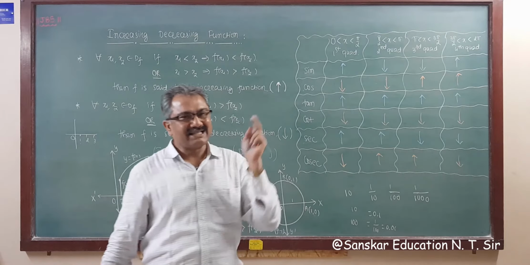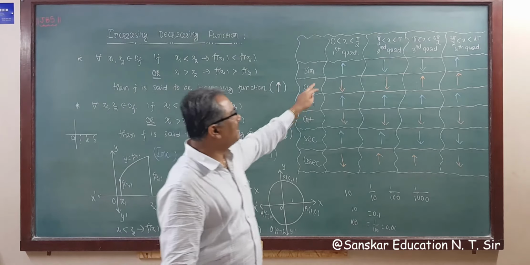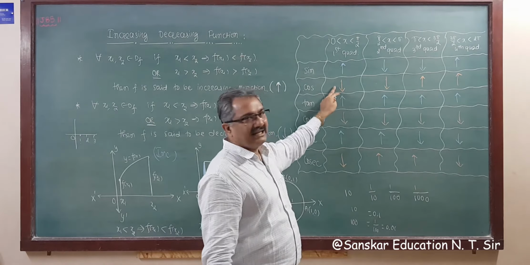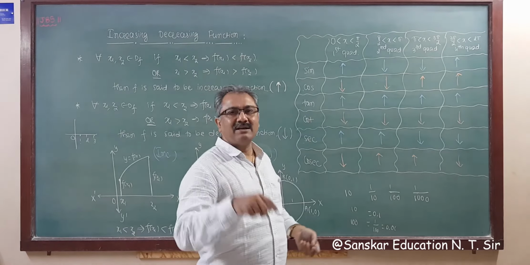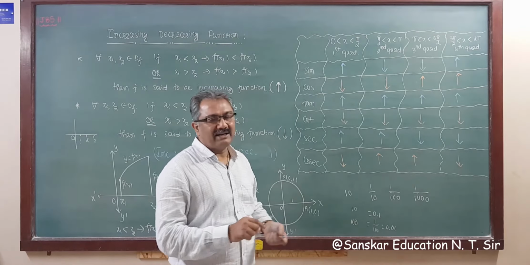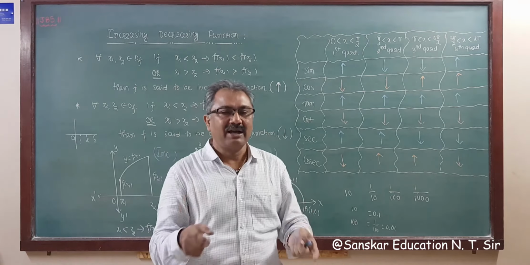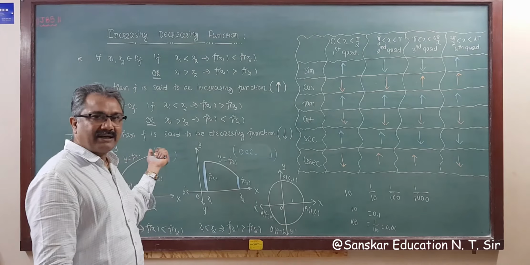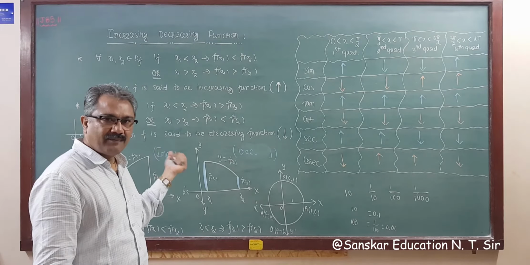So remember, sine is increasing in the first and last quadrant, and in the second and third it's a decreasing function. Cos is decreasing in the first two quadrants, and then increasing in the third and fourth quadrants, while tan is increasing in all quadrants and cot is decreasing in all quadrants. So write this down, or take a screenshot, okay?